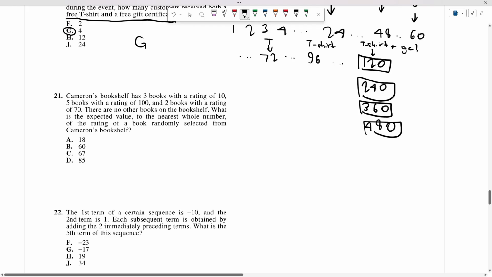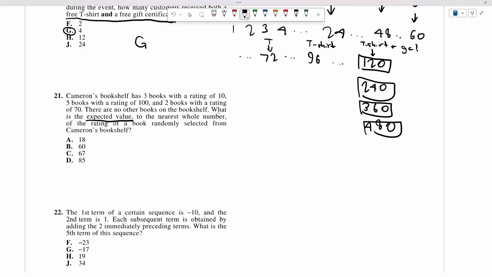21. Cameron's bookshelf has 3 books with a rating of 10, 5 books with a rating of 100, and 2 books with a rating of 70. There are no other books on the bookshelf. What is the expected value of the rating of a book randomly selected from Cameron's bookshelf? So expected value is basically just asking you what the average is. Here it's going to be the average rating. We find what the average rating is.